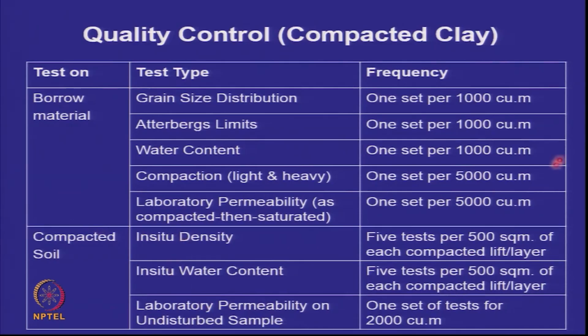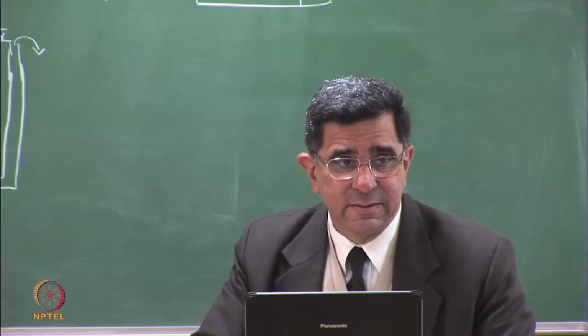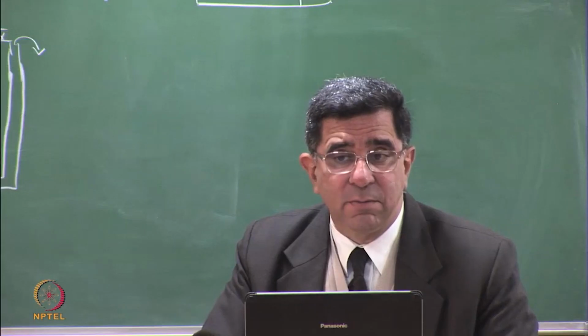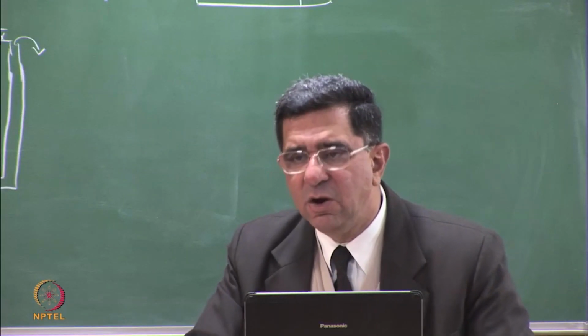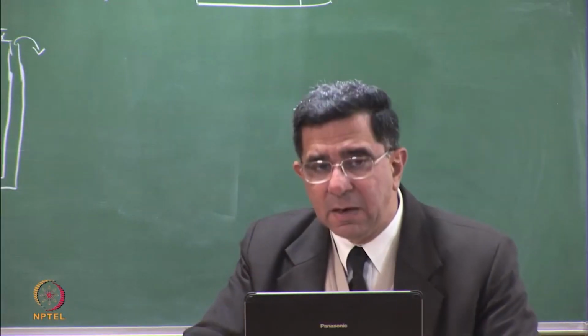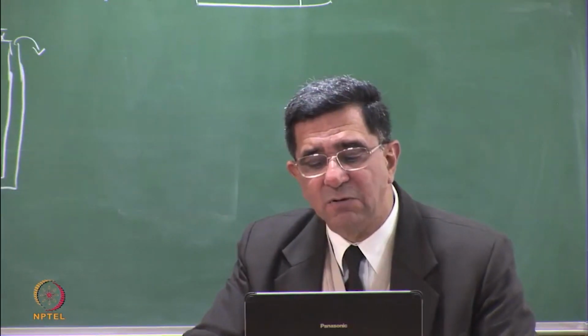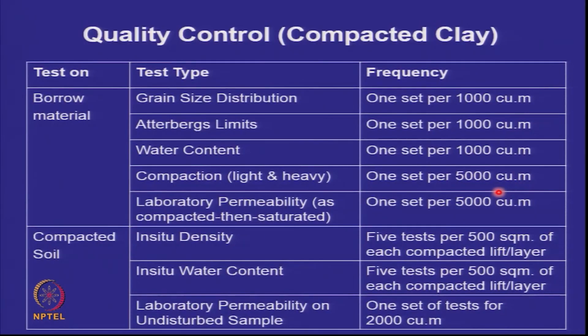How often do you use it? 1,000 to 5,000 cubic meter. One set of tests. It's not one test. Please understand, if you are going to find the permeability of a soil, one set of tests may mean 3 tests. Why? You are not so sure. You're getting a little bit of variability. So one set of tests per 1,000 cubic meters, per 5,000 cubic meters. And of course, for compacted soil, it is per 500 square meters of the compacted layer. So this kind of a quality control program will be prescribed.